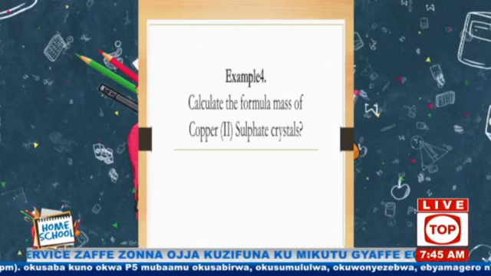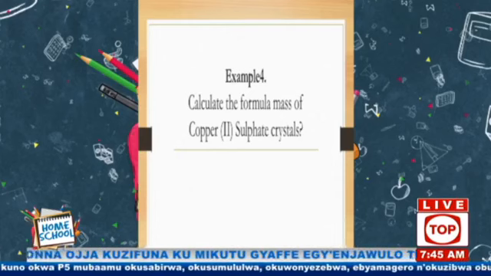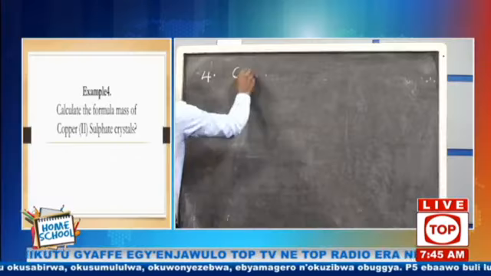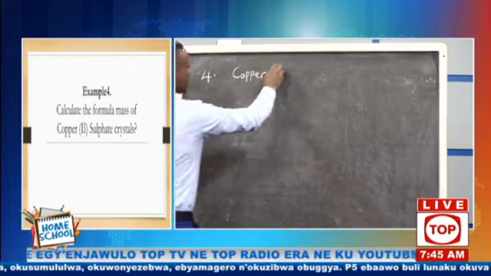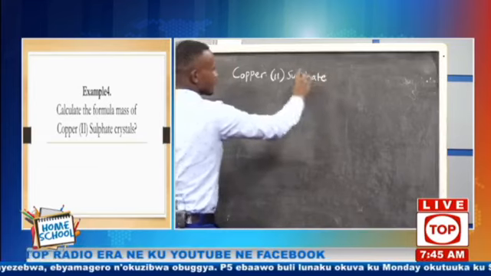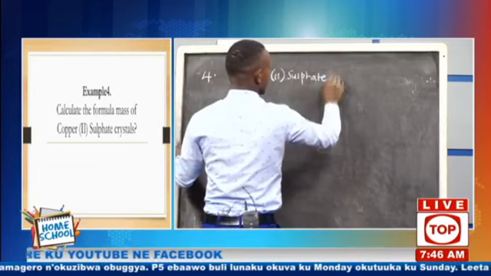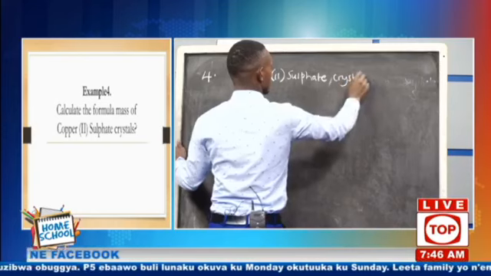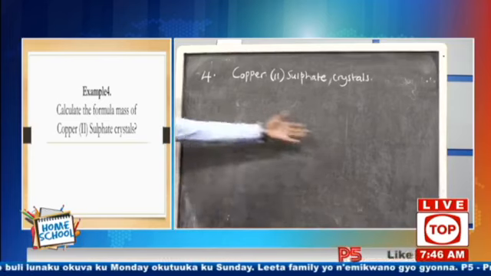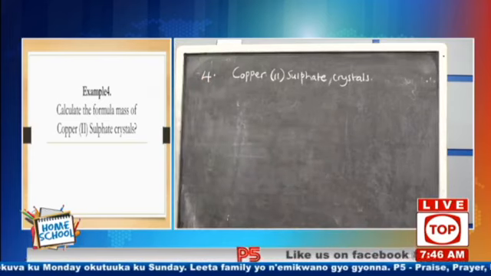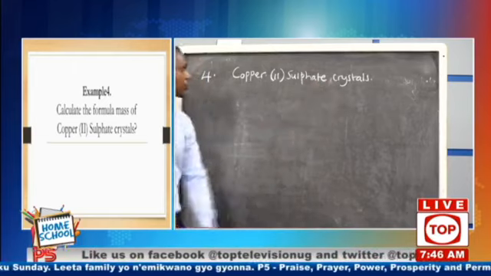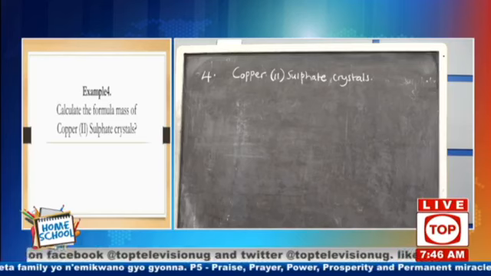Example 4 is saying copper 2 sulfate crystals. Okay? The word crystal means that there is water in this compound.